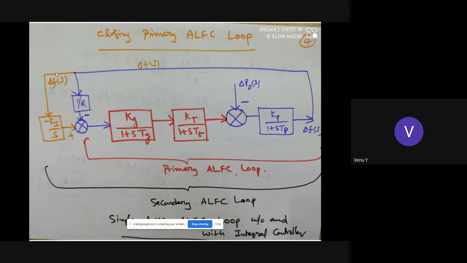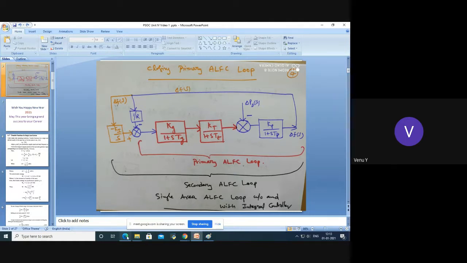So here, this is the secondary loop. Delta F is fed to the integral controller, and this is the reference power input, delta P reference, or commanded input delta PC. Reference power or commanded power given to the speed governing system.